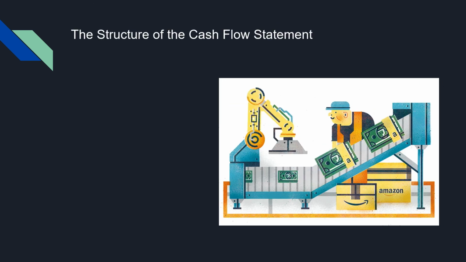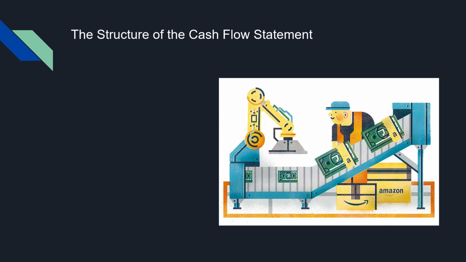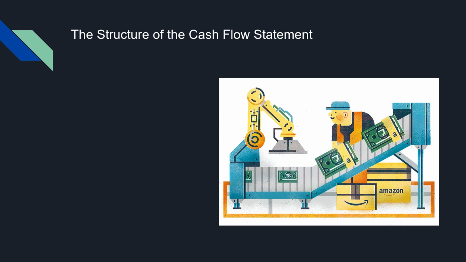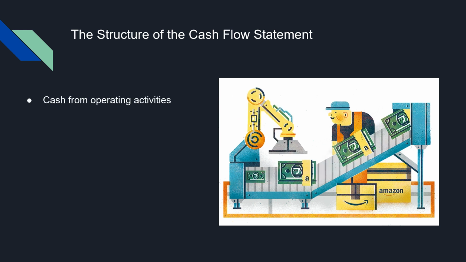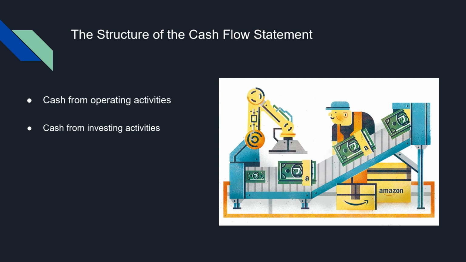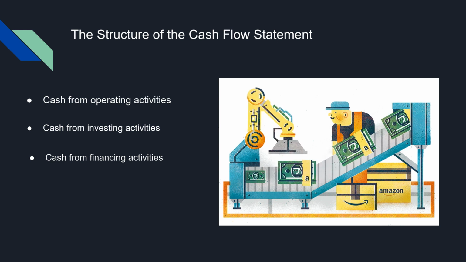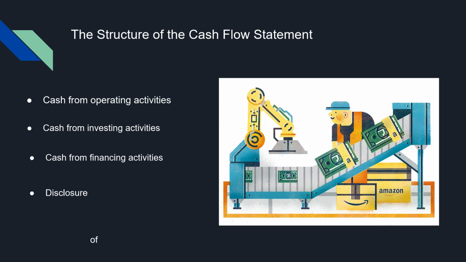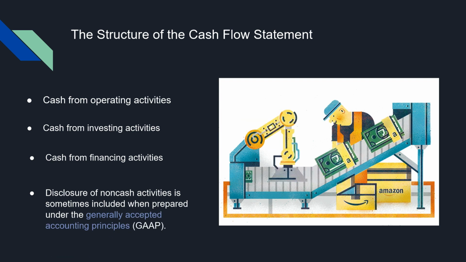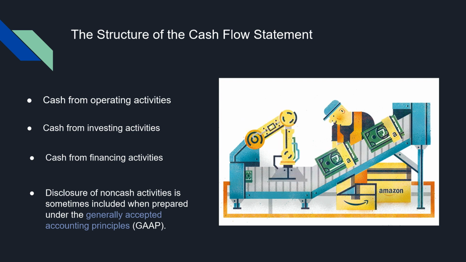Number 4. The structure of a cash flow statement. The main components of the cash flow statement are: Number 1. Cash from operating activities. Number 2. Cash from investing activities. And number 3. Cash from financial activities. Disclosure of non-cash activities is sometimes included when prepared under the Generally Accepted Accounting Principles, GAAP.